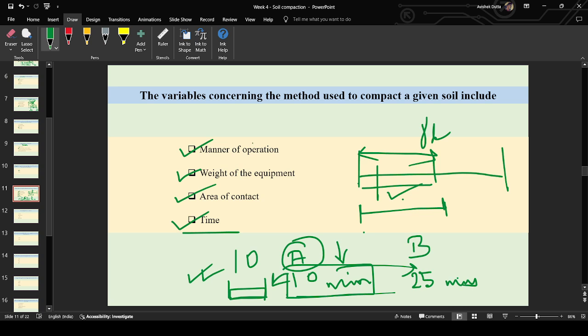And over here, just see the options. The manner of operation, that is your statement of manual or machine operated, the weight of the equipment, and the area of contact. And time. I have not talked about the number of blows over here. And I think I have taken this question from somewhere because this was the question. I have not talked about the number of blows over here.